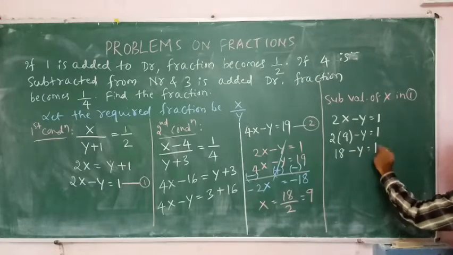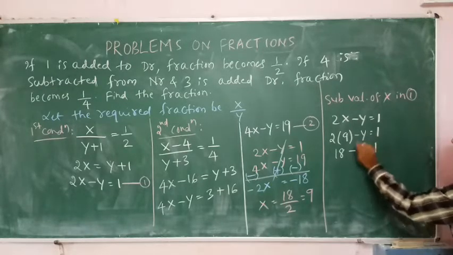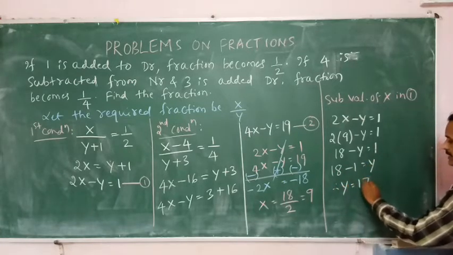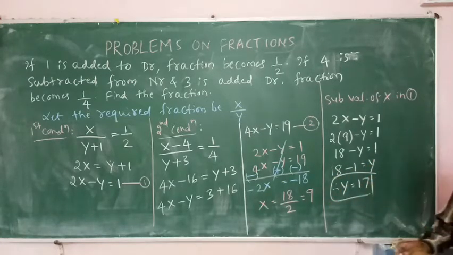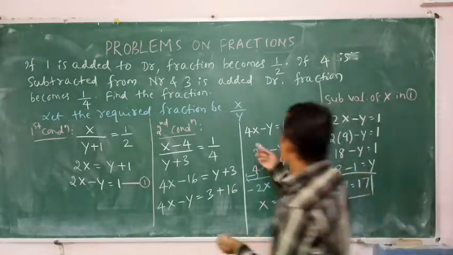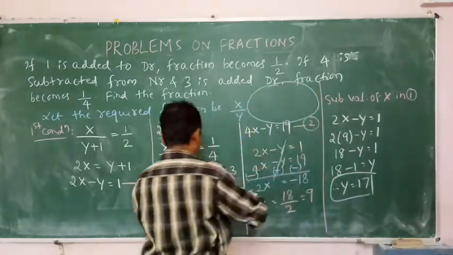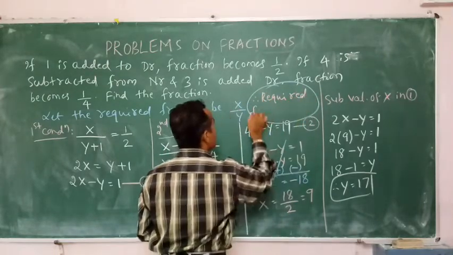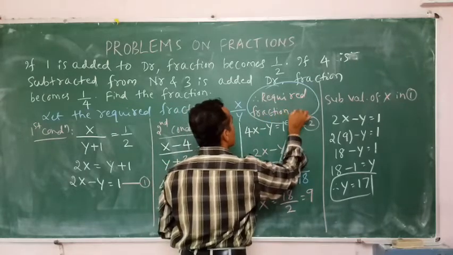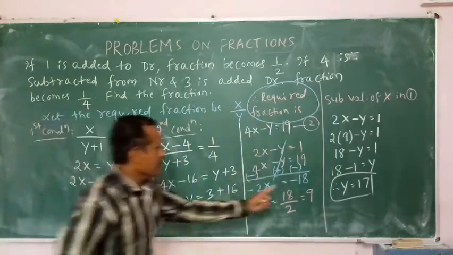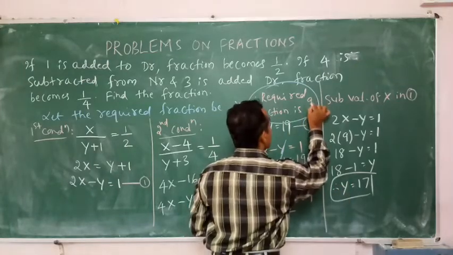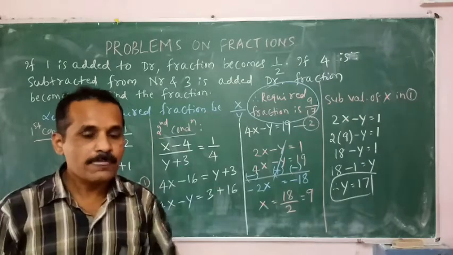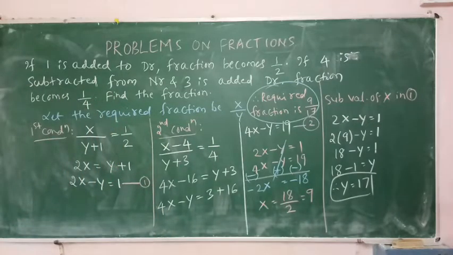Minus y can be shifted to the RHS, 1 can be shifted to the LHS. 18 minus 1 is equal to y. Therefore, y is equal to 17. At last I can say, therefore, the required fraction is x by y, 9 by 17. Okay, let's go for one more problem.